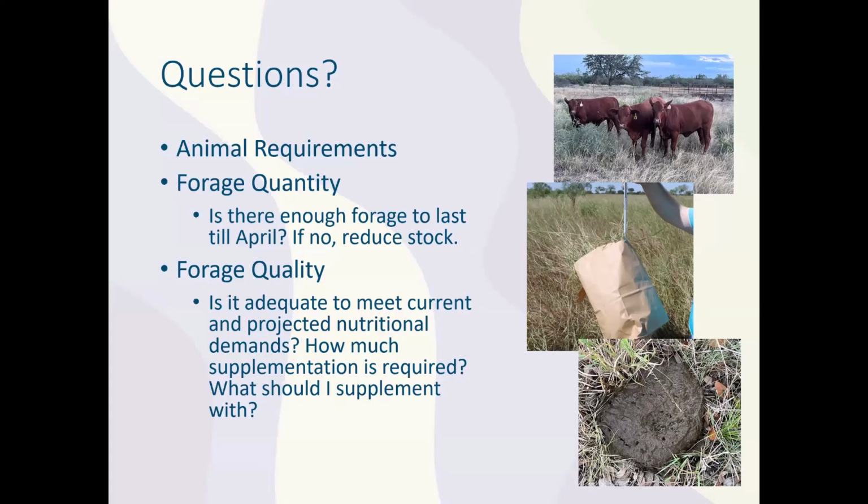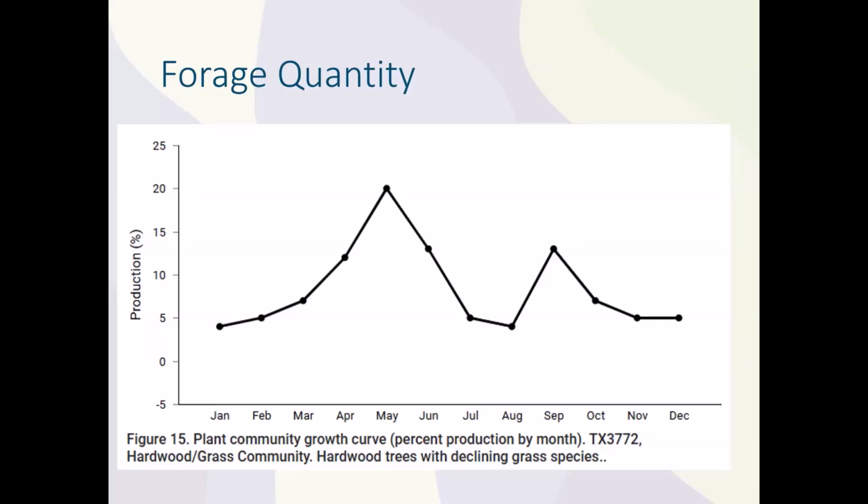So, looking at forage growth and forage quantity throughout the year, this is a growth curve that comes from the ecological site descriptions. This is for a clay loam site in the Edwards Plateau, and this looks pretty similar across the state. It varies a little bit, but typically we have a bimodal rainfall pattern and forage growth pattern.